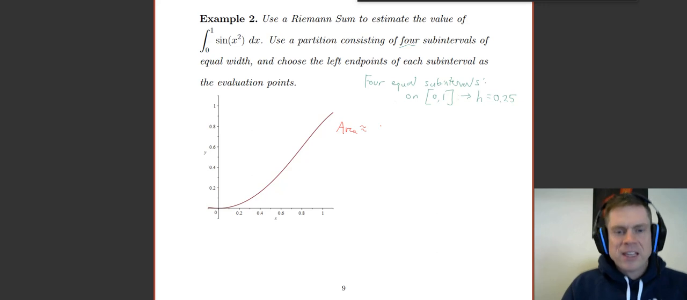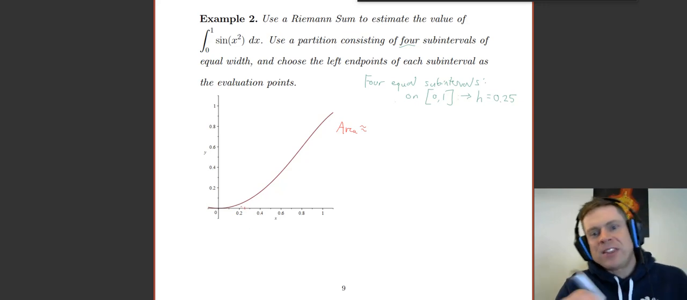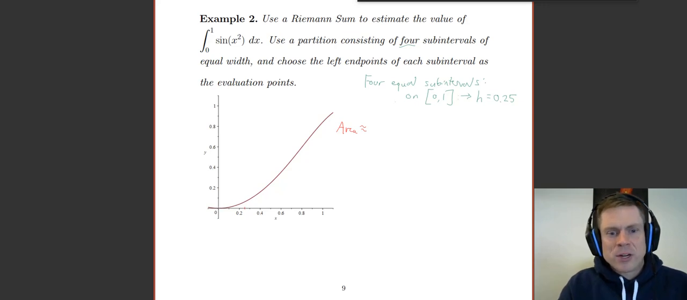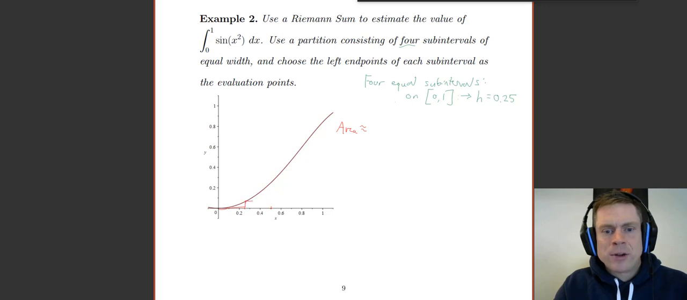So if I'm thinking of chunking up that domain, kind of like I did for that general picture before, let's draw some rectangles down here. The first one's going to stretch from 0 to 0.25. I'm using the left endpoints of each subinterval as the evaluation points. And so the first one is going to use the height of the function at 0 and go across, right? So my first rectangle is not much of a rectangle, it's got height 0. The second one is going to stretch between 0.25 and 0.5 like this, okay? But I'm using, again, the left endpoint as the evaluation point, so that's how high the rectangle is.